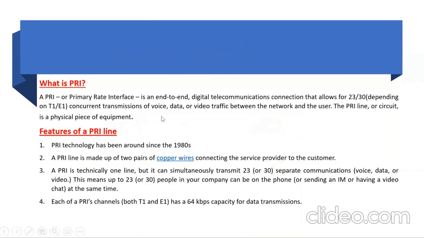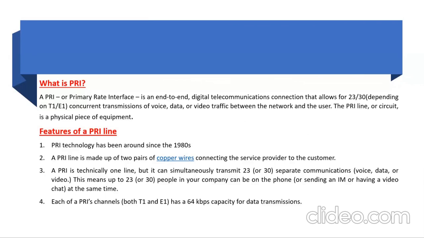If you see the history of PRI, PRI has been around since the 1980s. It uses a pair of copper cables, and there are two types of PRIs. Basically, it's T1 and E1. We'll be seeing the difference between these two PRIs in the next slides.